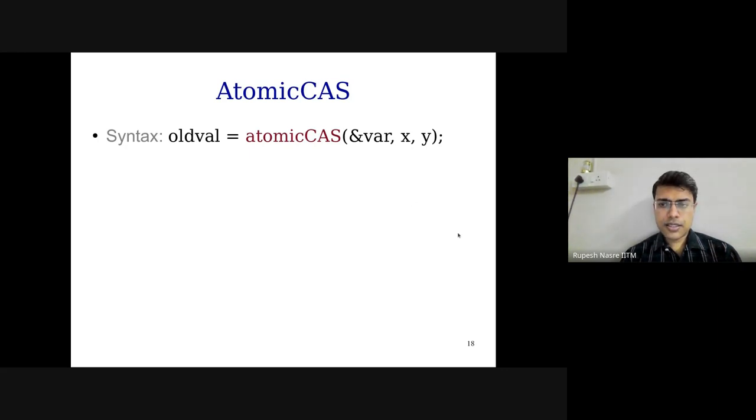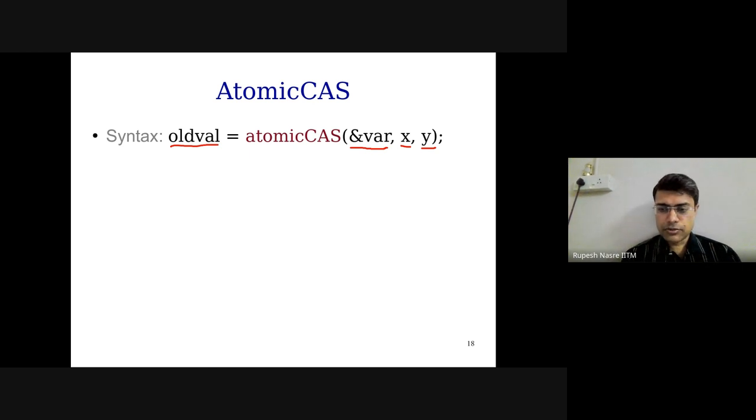Right. So the atomic CAS, the syntax is this: I give a memory location. All the atomic instructions are going to be dealing with some memory location, so that memory location needs to be given. If the value inside this address is same as X, then I change it to Y. Compare and swap. I compare the value at this address with X, and if yes, then I update it to Y. If not, I do not change it. And whether I change it or not, I return the old value out of this atomic CAS. So that is the syntax and the meaning of atomic CAS.